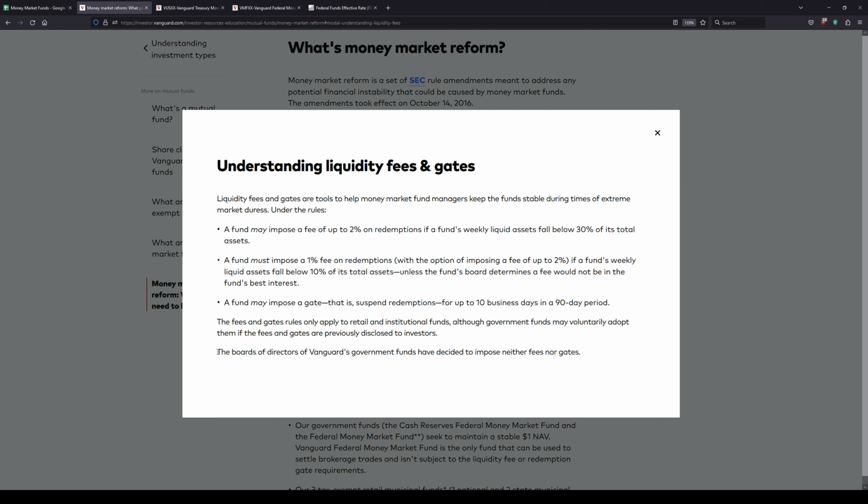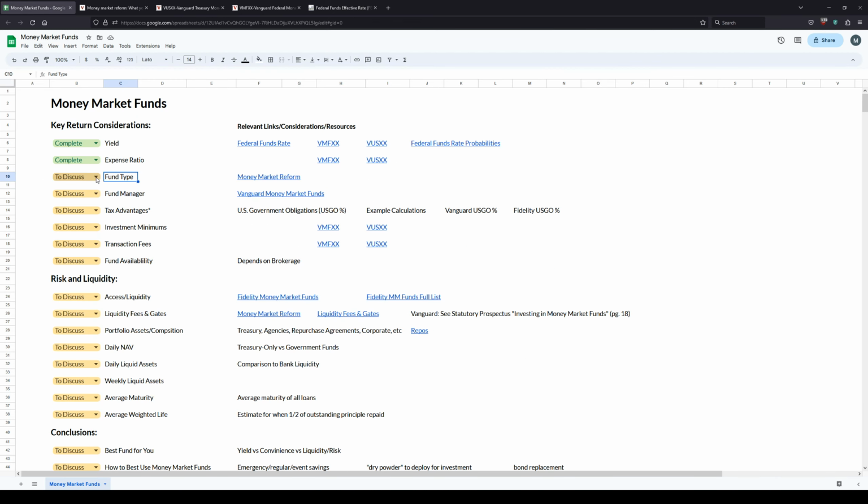And with that respect, Vanguard's been very clear, and this is a solid advertisement for their funds. The board of directors of Vanguard's government funds have decided to impose neither fees nor gates. So basically, if you purchase one of Vanguard's government money market mutual funds, none of these liquidity fees and gates apply.